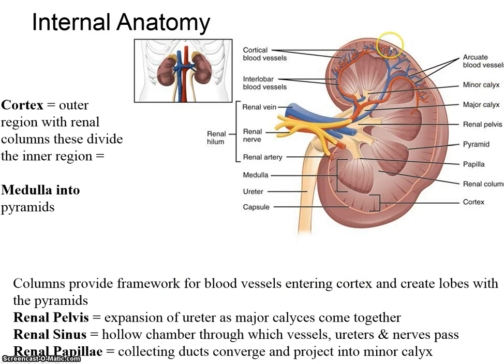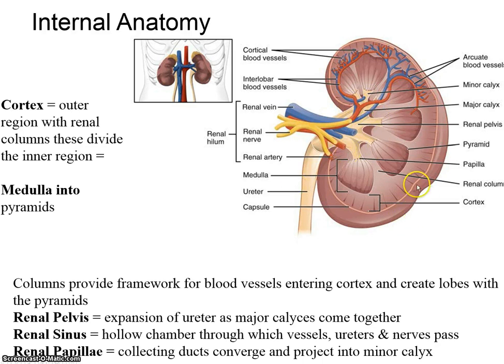I said the columns provide a framework for blood vessels entering the cortex, because that's where you need to get the blood, because the cortex is going to have most of the nephron, and certainly it's going to have the part of the nephron that does filtration of blood. So I've got to deliver a lot of blood there. They create the lobes that are called the pyramids officially. The renal pelvis is an expansion of the ureter inside, and this happens as these major calyces, somewhere in here and here, come together. All right.